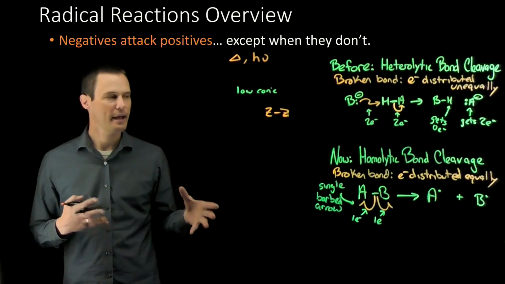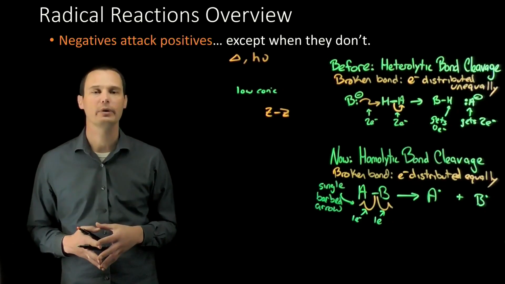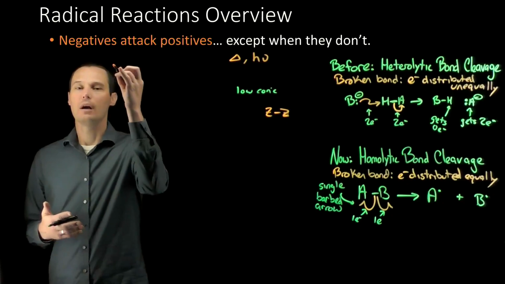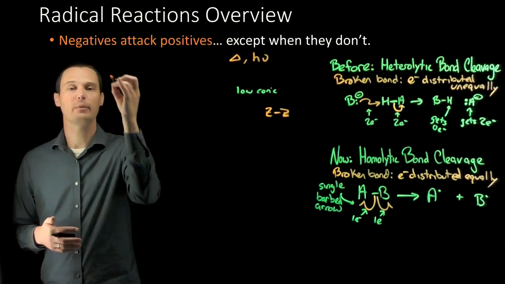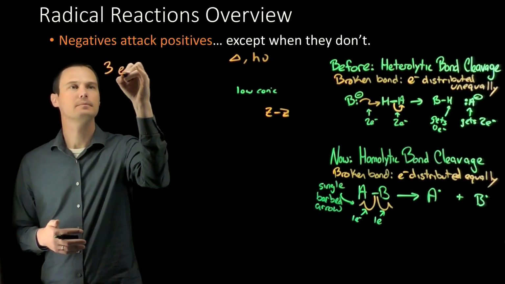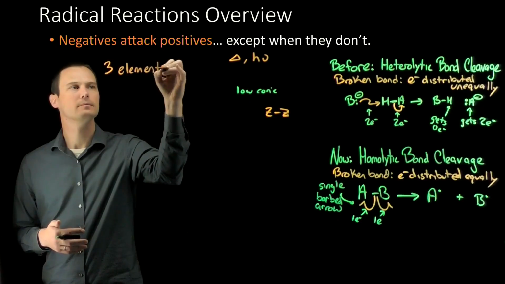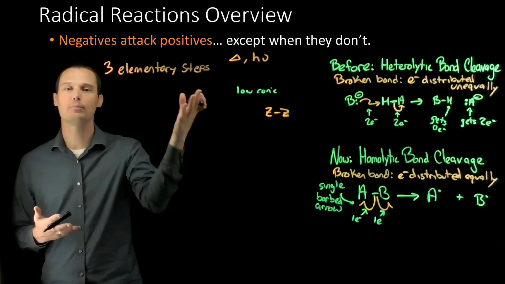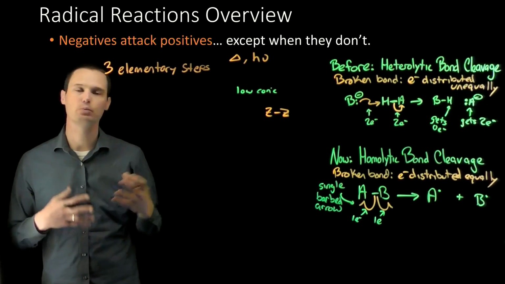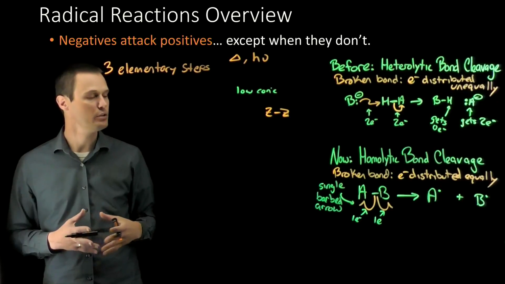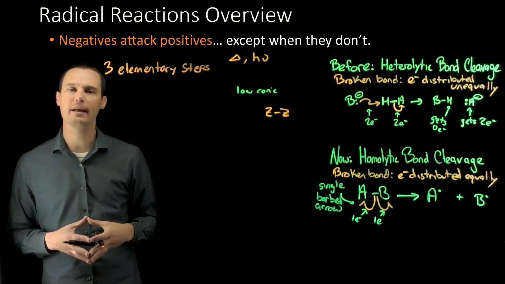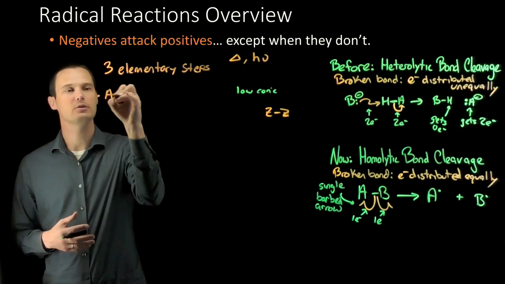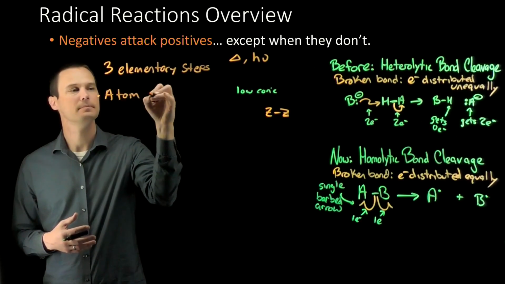Let's talk about how radicals are used in reactions. There are only three elementary steps that we can do with a radical. All radical reactions will be composed of one of these three elementary steps. We can mix and match them, we can use them in different orders, we can use them multiple times, but it's only going to be these three elementary steps in radical reactions. And one of those elementary steps is what we call atom abstraction.